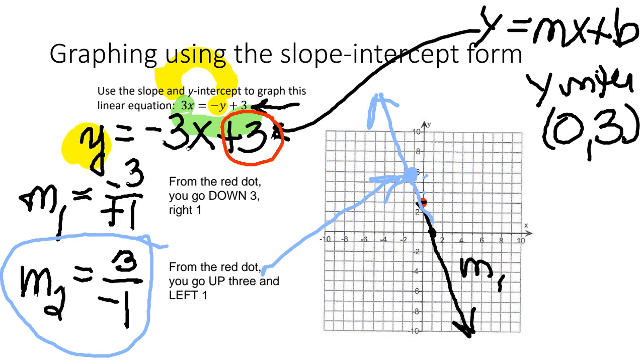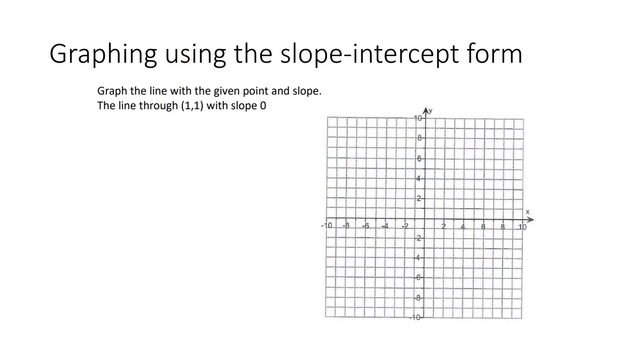Let's try it again. Now, this one is where you have to be real careful, because this one, notice it says slope of 0. There's no equation with this one. We have a point and a slope. Well, find 1, 1. Well, 1, 1 is going to be right there. Okay?